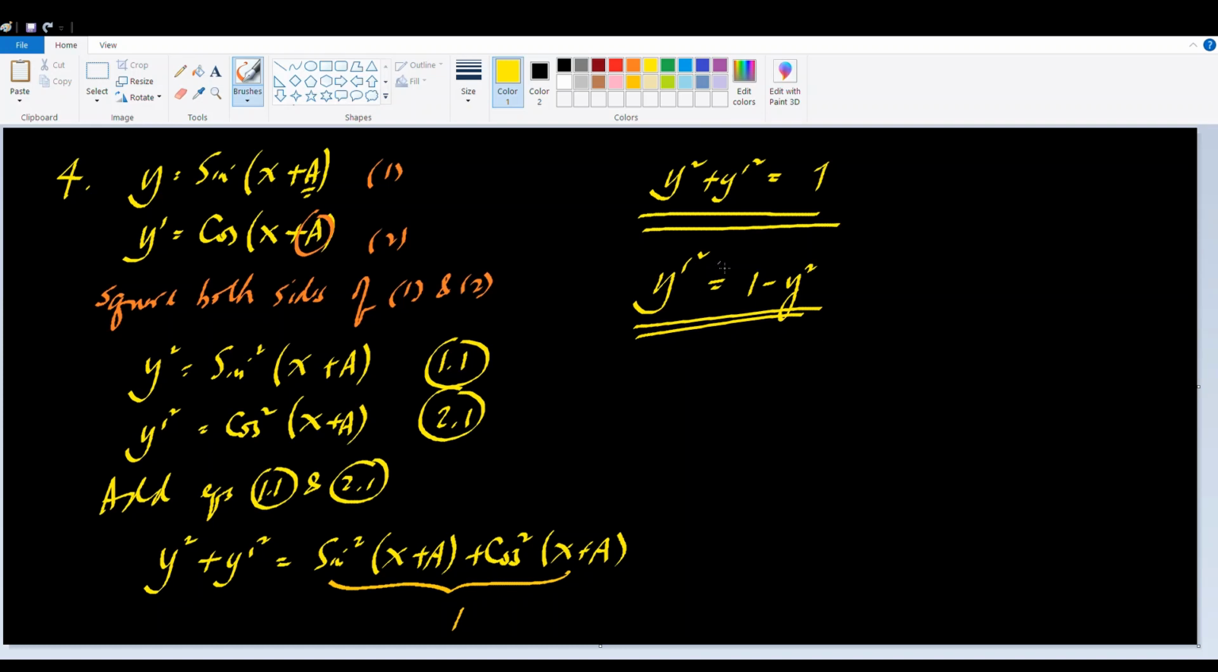This is a first order differential equation of degree 2.